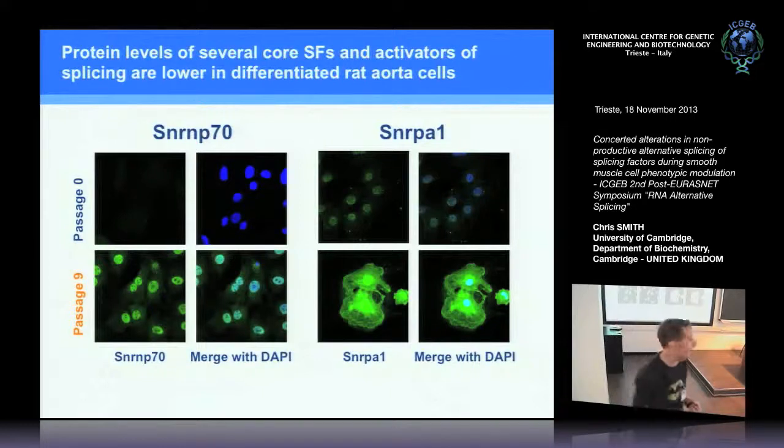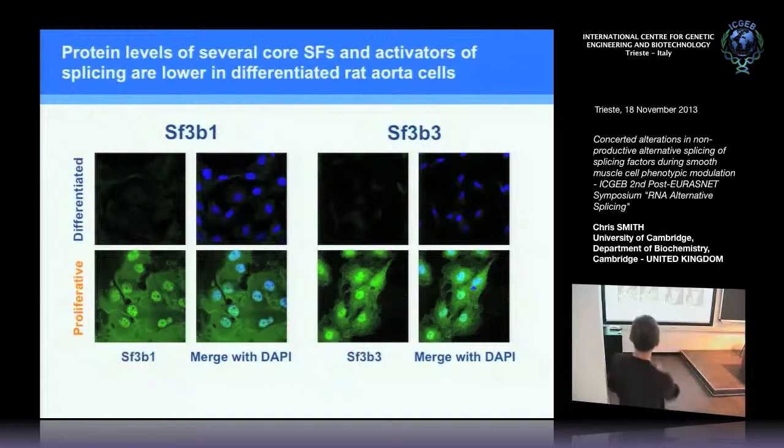So what should be immediately clear here is we've got very dramatic differences in the levels of U1 70K protein, also in this case the U2A protein, very dramatic differences between the contractile and the synthetic cells. And the next few slides are just going to show this is the same for many other proteins, SF3B1, SF3B3. One's tempted to say it's an on-off switch. It almost certainly isn't because splicing is occurring in these cells, but it's a dramatic change in expression.